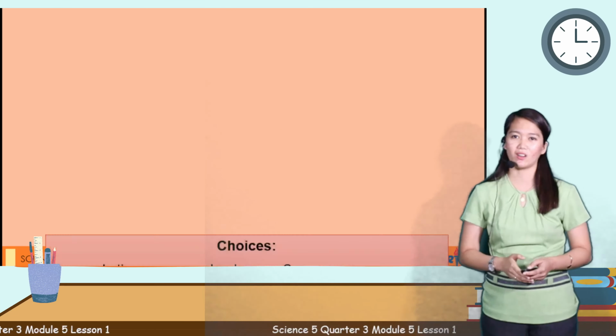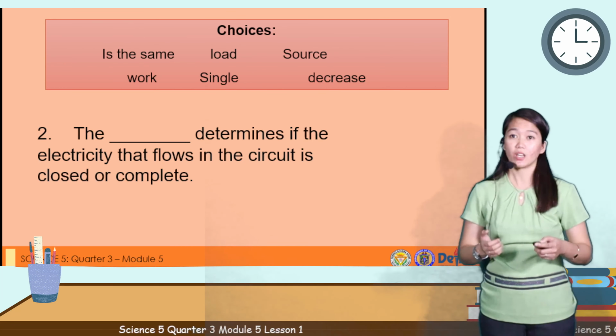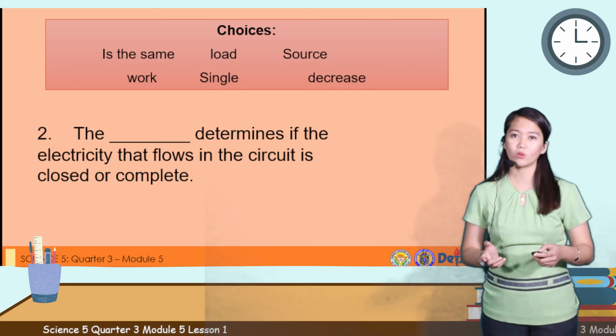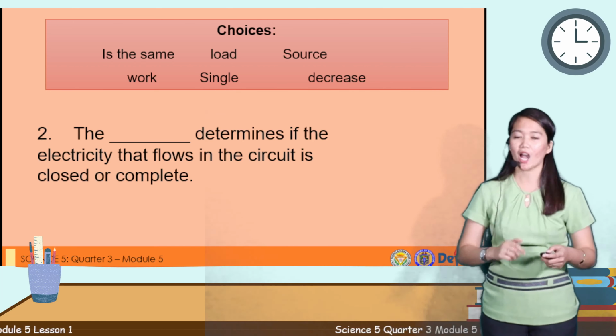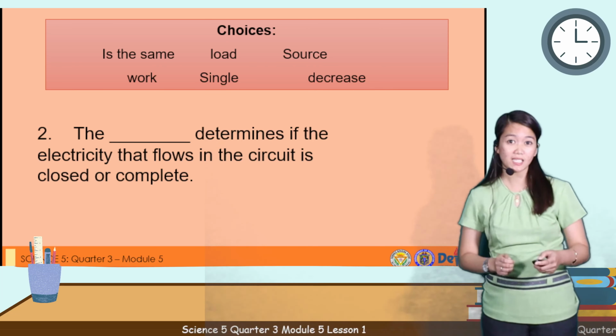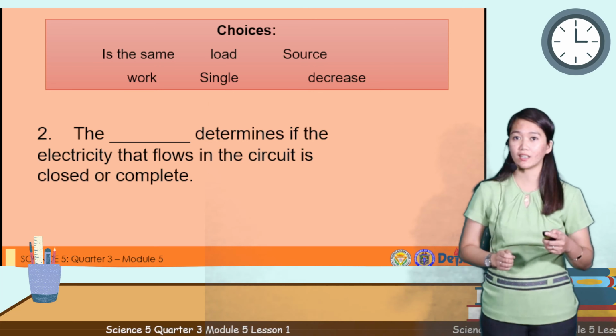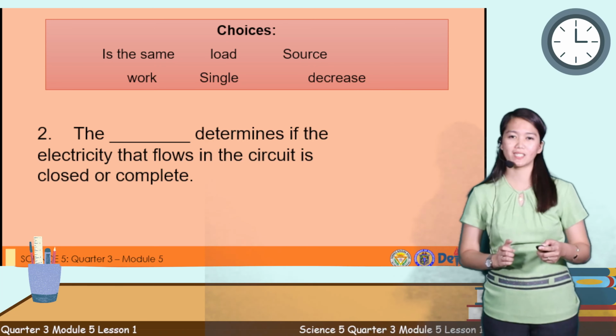Okay, second. The blank determines if the electricity that flows in the circuit is closed or complete. I repeat. The blank determines if the electricity that flows in the circuit is closed or complete. Your time starts now.